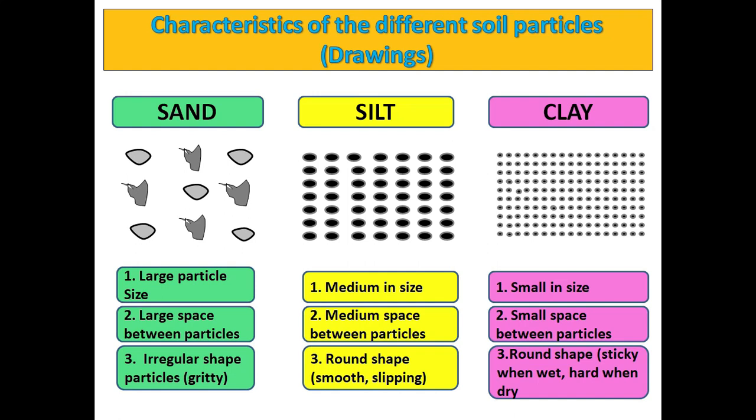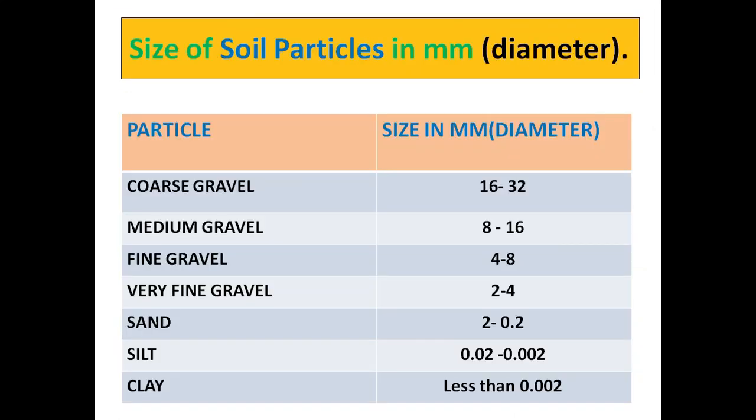Alright, so let's move on. In order to measure their millimeter size, you use a sieve. Out of the 3, sand would be larger. It is 2 to 0.2 millimeter in diameter. The silt is 0.02 to 0.002 millimeter in diameter, and clay is less than 0.002 millimeter in diameter.